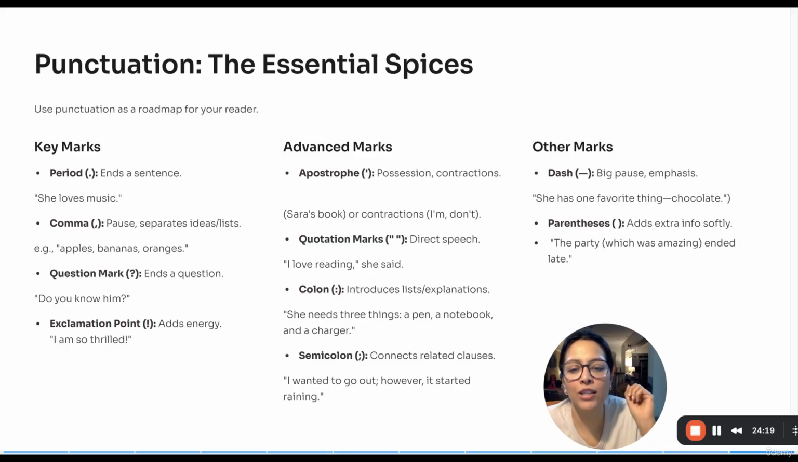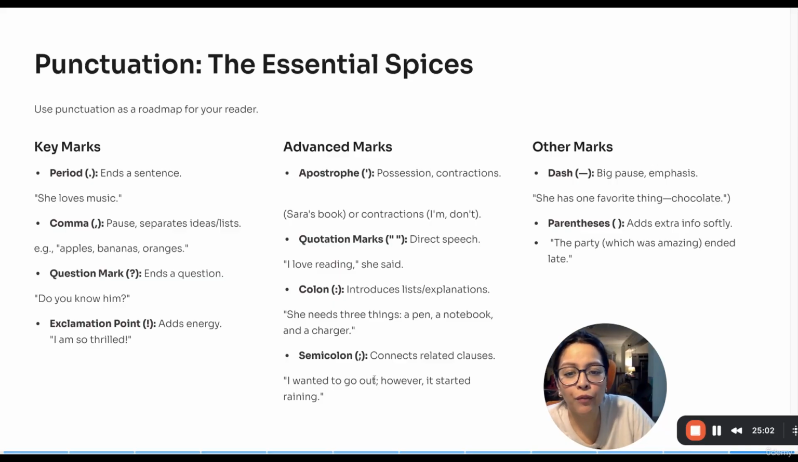Next is a semicolon, very commonly misused. Semicolon is used to connect two clauses which are related to each other. Now, there is a very good way to understand if you can use a semicolon or not. Ask yourself, can you replace the semicolon with a full stop, and those two sentences would still make sense? If that's the case, then you can use a semicolon.